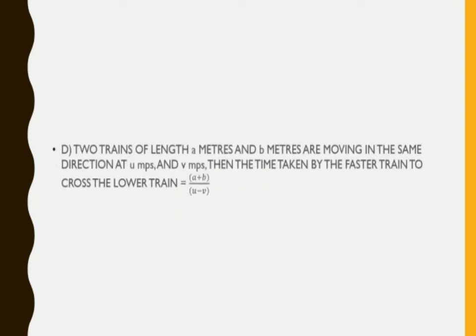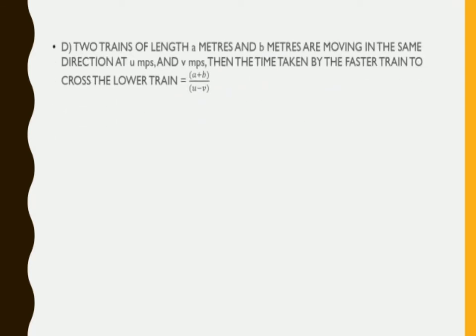Now we are moving on to the next subtopic. In this case, two trains are moving in the same direction, but the slower train is crossing the faster train. In this case, the time taken will be distance by speed as we know, but we have to add the lengths of the two trains, and as they are moving in the same direction, we have to find the difference in their speeds. Look at this example.